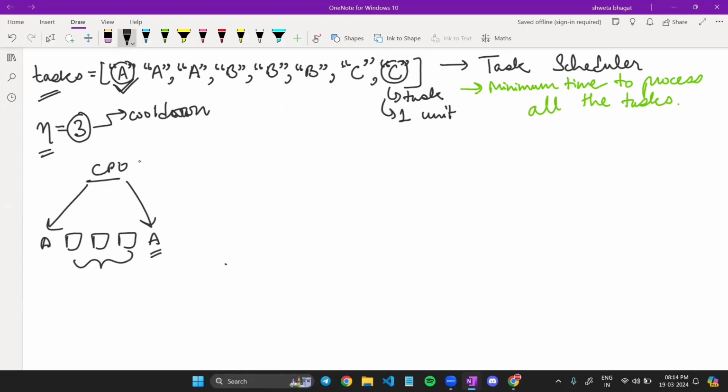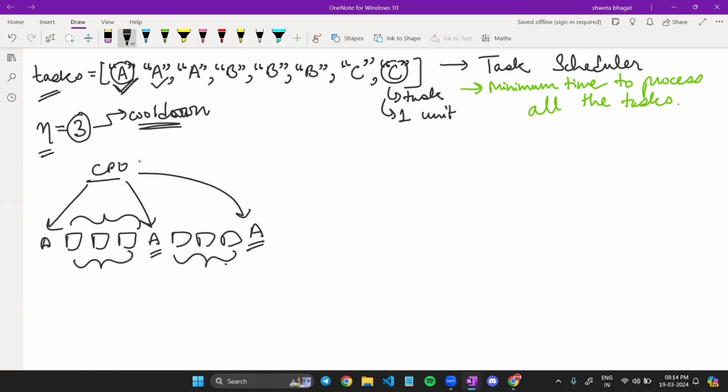That is, we gave the CPU to this task A, then it waited for 3 units of time. Then we gave the CPU to this task A, and again it has to wait for 3 units of time. And once the 3 units of time pass, we can again give the CPU to task A. So this n is the cooldown period, that is the time for which a task has to wait in order to get back the CPU.